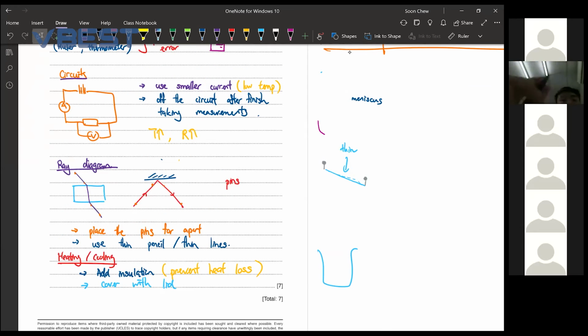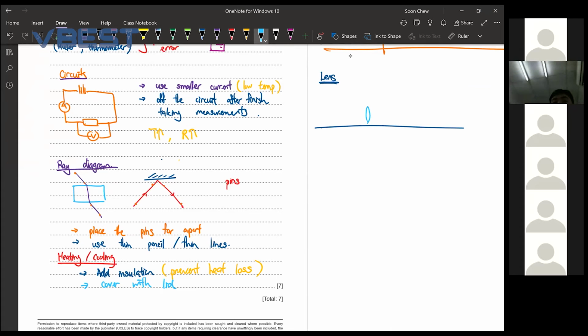Okay, the next one is something to do with your lenses. So I see just now they asked me what are the improvements for your lenses. So for lenses over here, every time we actually have a lens placed here and then your object somewhere around here. Okay. Now for the improvements, what we need to make sure of is that this lens over here must be perpendicular to the bench.